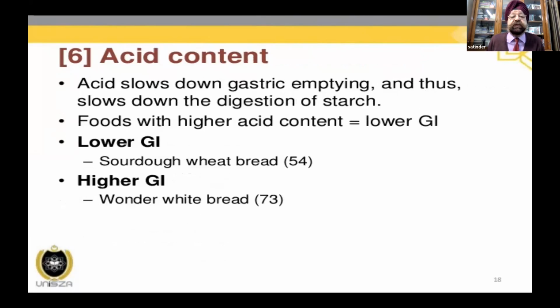Acid content, very interesting. Acid slows down the gastric emptying, and this slows down the digestion of starch. Now, sourdough bread, a fermented wheat bread, commonly seen, not used too often in India, is low GI because it's very acidic. And Wonder plain white bread is non-acidic. Adding vinegar, citrus like lime, or acid-containing pickles lowers the GI of a food product.